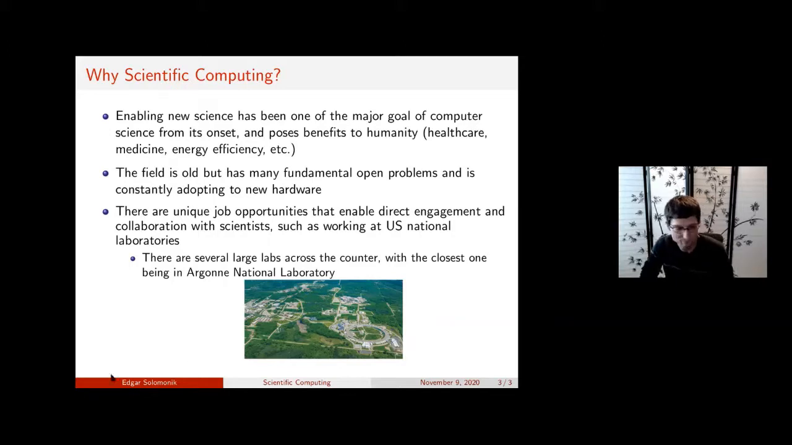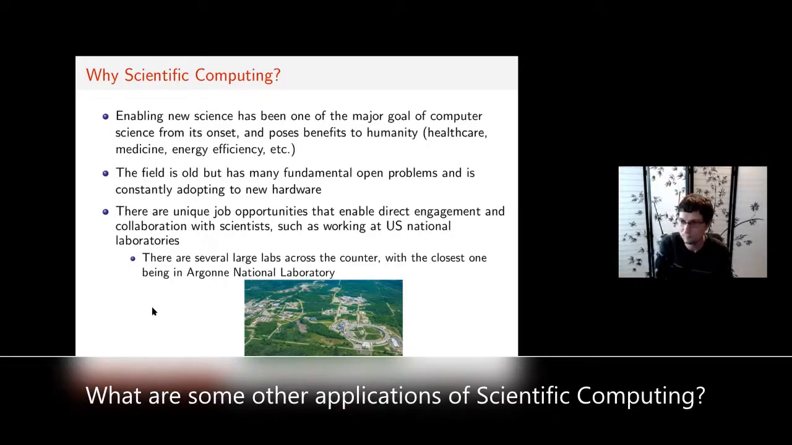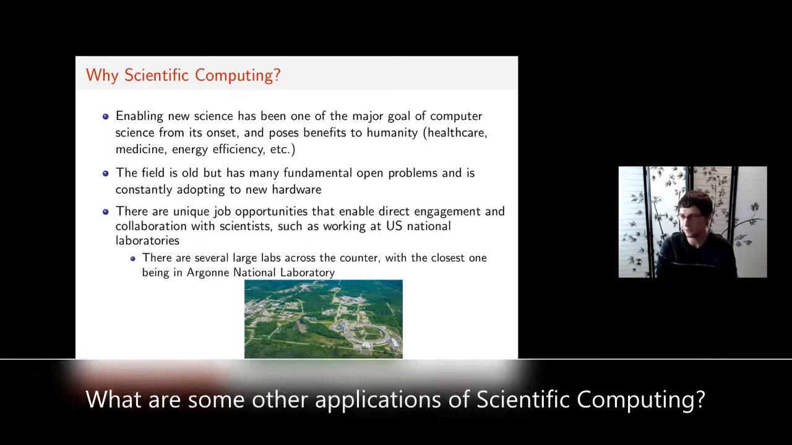Great. One question we'd have was, what are some other applications that you see scientific computing having, whether in your own personal experience or something you've heard of through working in the field? Yeah, so perhaps I can give an example of the diversity of applications that come up by talking about some of the research we do.